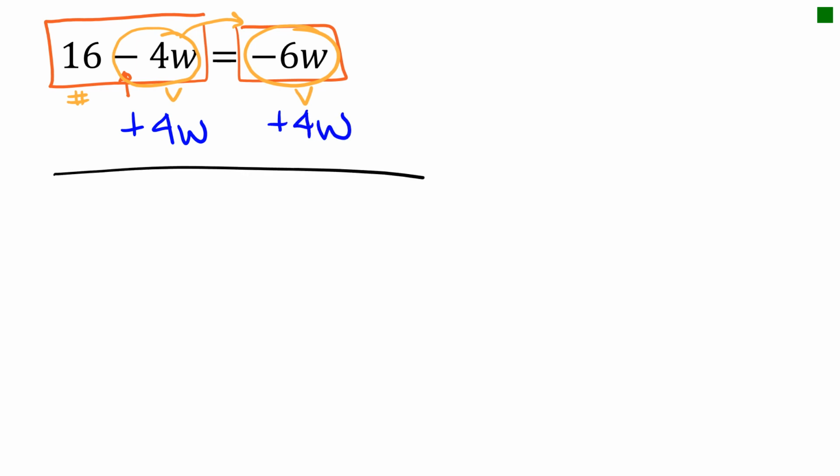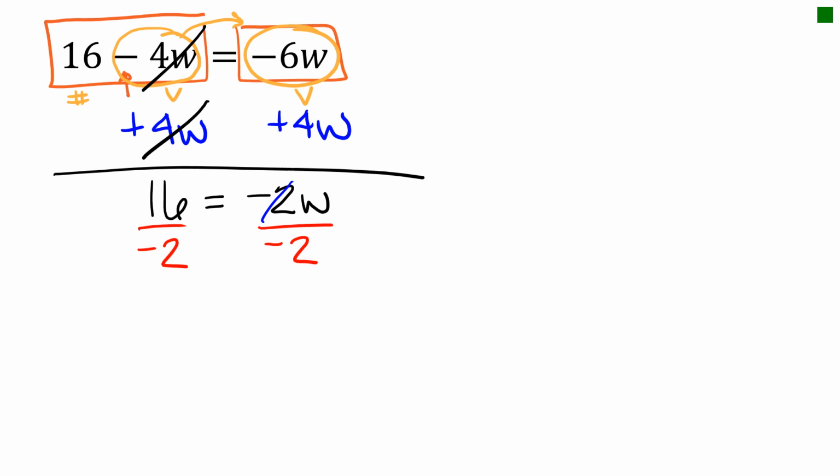When I do that, the negative 4w, the positive 4w cancels. I have 16 equals negative 6w plus 4w is negative 2w. Down to that multiplication, so I'm going to divide by the coefficient. The coefficient is negative 2. The 2's cancel, the negatives cancel. 16 divided by negative 2 is negative 8, and that's equal to w.